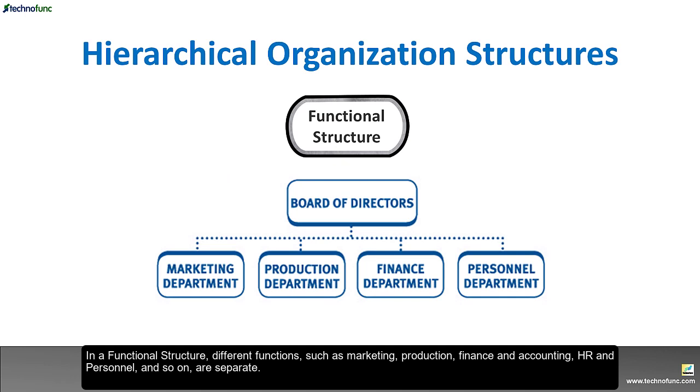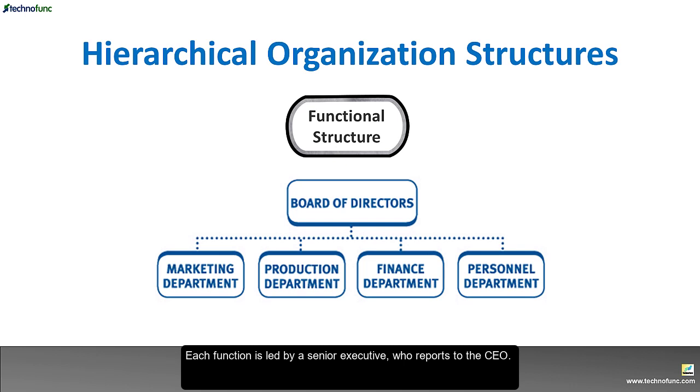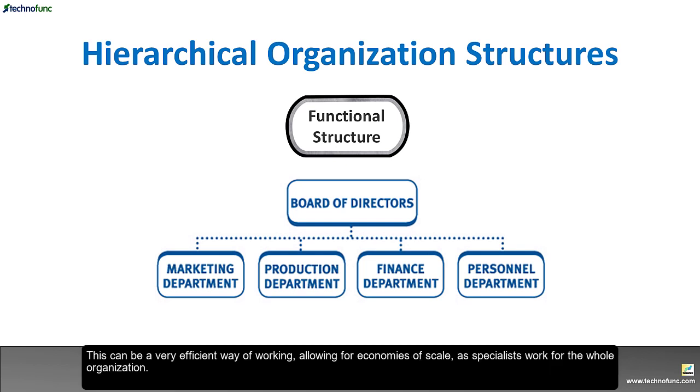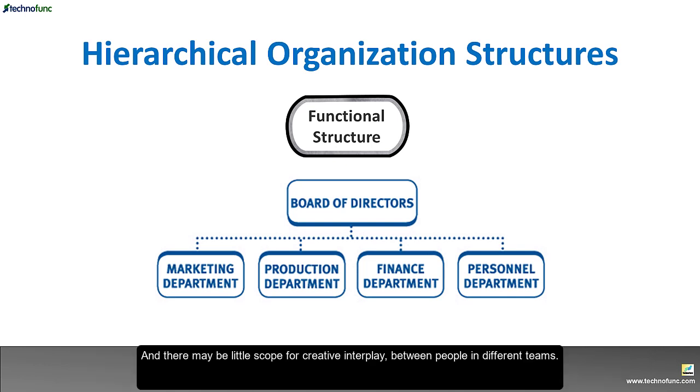In a functional structure, different functions such as marketing, production, finance and accounting, HR and personnel, and so on, are separate. Each function is led by a senior executive who reports to the CEO. This can be a very efficient way of working, allowing for economies of scale, as specialists work for the whole organization. However, there's a danger that functional goals can end up overshadowing the overall aims of the organization. And there may be little scope for creative interplay between people in different teams. Hence, there should exist clear lines of communication and accountability across the functions.